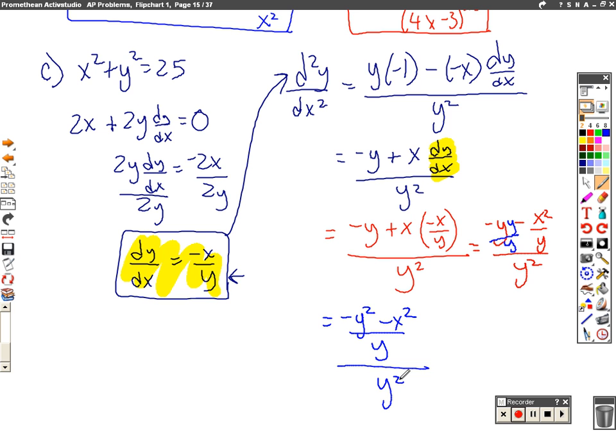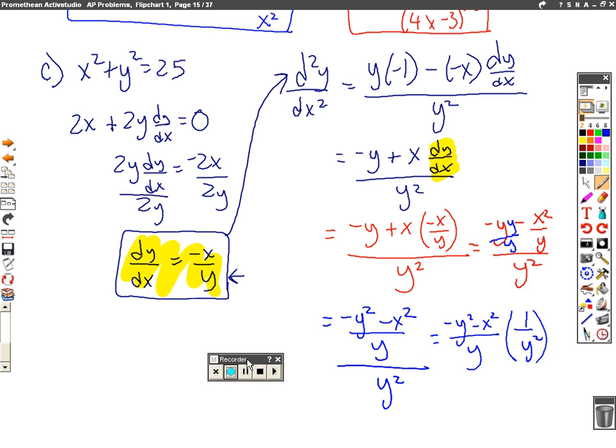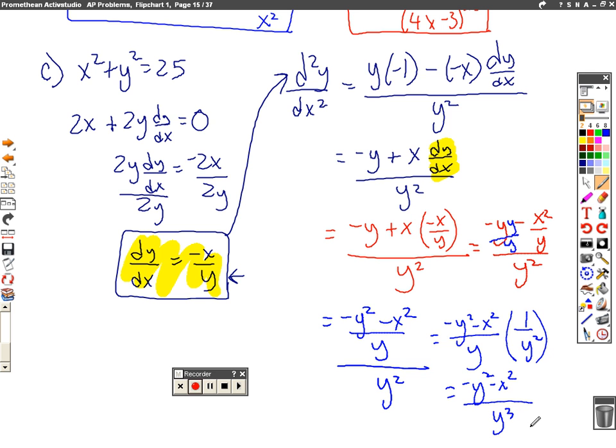which is the same thing as, if you go back to our regular pre-algebra kind of class, dividing is the same thing as multiplying by the reciprocal. The reciprocal of y squared is 1 over y squared. So, finally, the last answer is going to be negative y squared minus x squared times 1, so it's going to stay the same, over y times y squared, which is y cubed. Done.